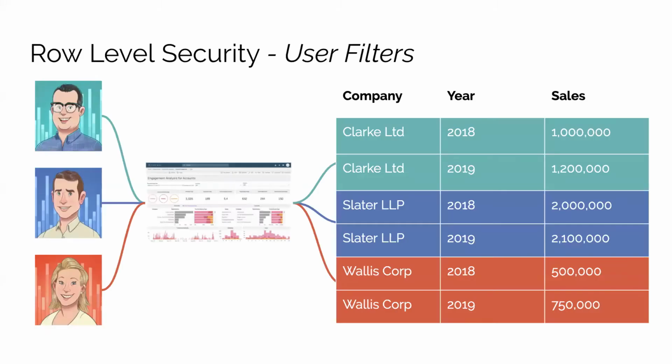Now, the first and most common of these security mechanisms is something which is called row-level security. Now, row-level security is a common approach which is built into a lot of business intelligence tools. And in the case of Tableau, this is implemented using a feature called user filters.